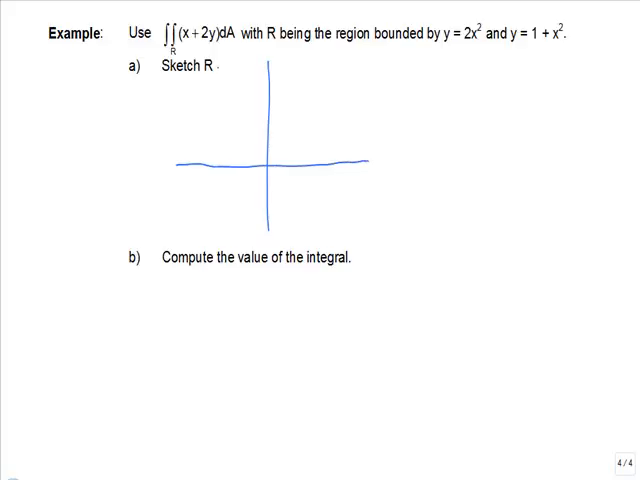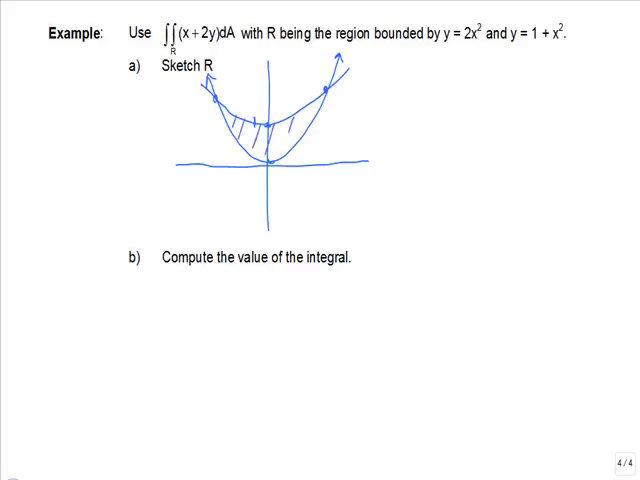So y equals 2x squared, that's a parabola, passes through the origin. So there's our parabola. And then y equals 1 plus x squared, that's also a parabola, a parabola shifted up 1 unit. If I actually graph that, and you could do this on your calculator and confirm that this is what it looks like, it would be a little bit more open than the other one.